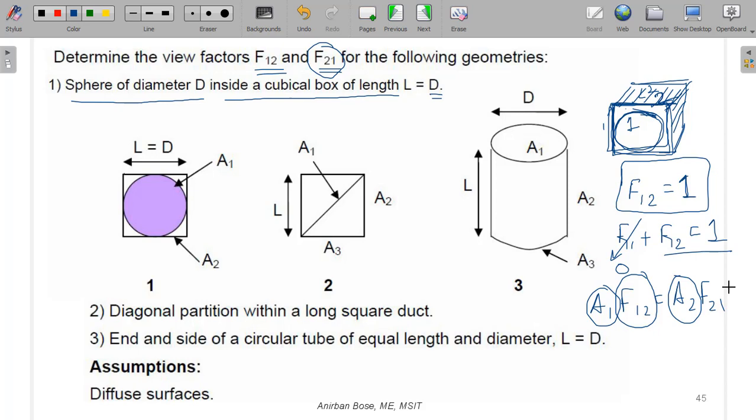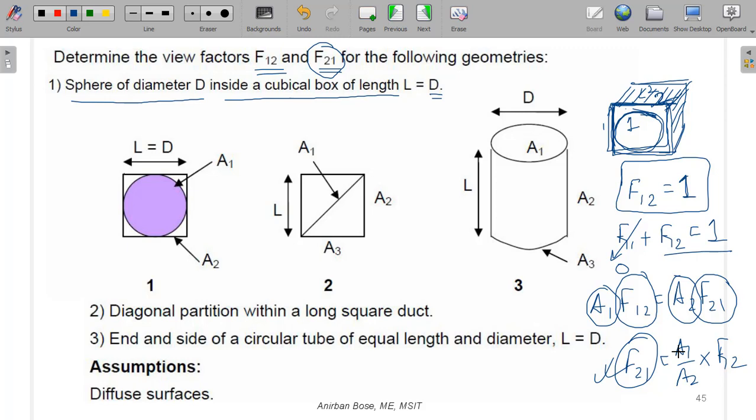And what is F21? Then you can easily find that F21 will be A1 by A2 into F12, which is 1. So do this calculation and you will get F21. Okay, it is simple geometry. Without any integration, you are able to find this.